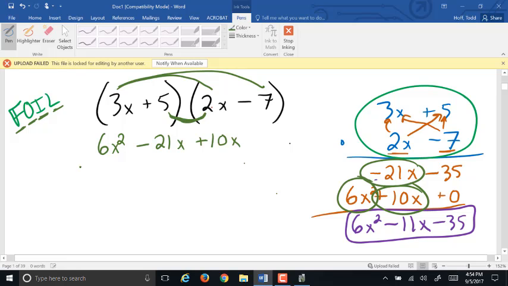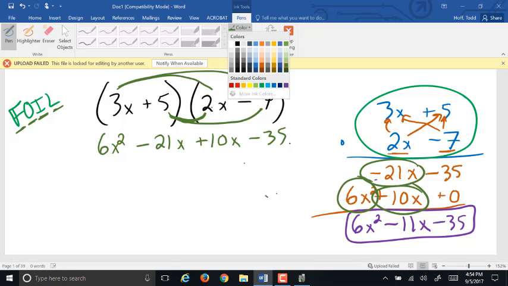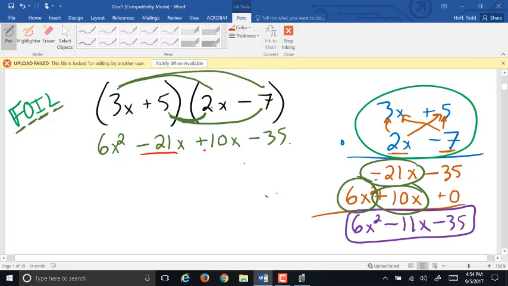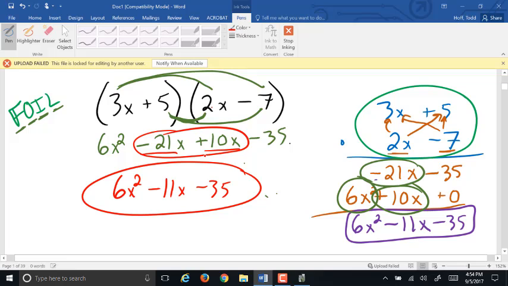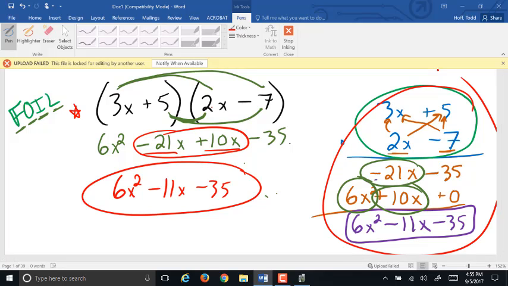And finally, the L stood for last. You multiply the last digits of each number. 5 times negative 7 is a negative 35. But you see we've got a negative 21x and a 10x that need to be combined. So 6x squared, we combine those to get a negative 11x minus 35. This is a little bit quicker and takes a little less space, but if you have to, the long way here, to me, makes a little less chance of making mistakes. A little bit easier to do, just a little bit longer.